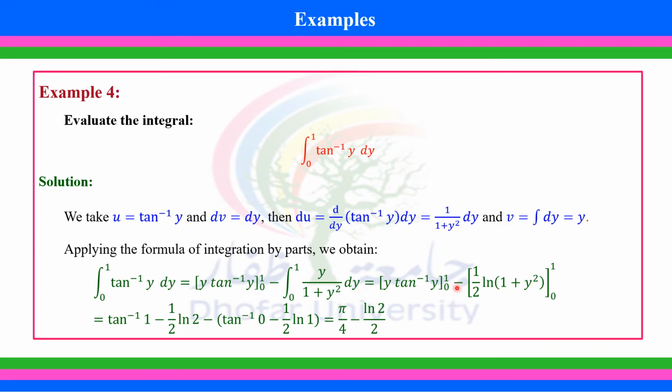And when we substitute y equal 0, then we obtain 0 times tan inverse 0, which is 0. So this term is 0. And then when we also substitute y equals 0 in this term, we obtain ln 1 over 2, and ln 1 is 0. So this term is 0. And then the final answer we obtain is pi over 4 minus ln 2 over 2.